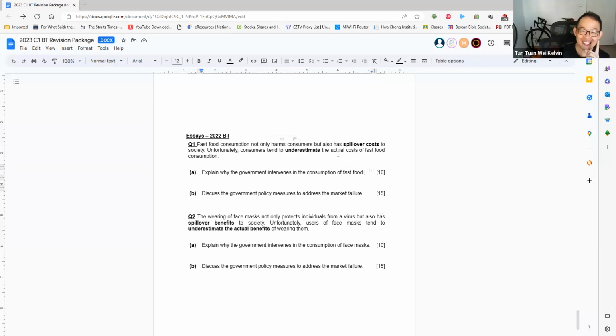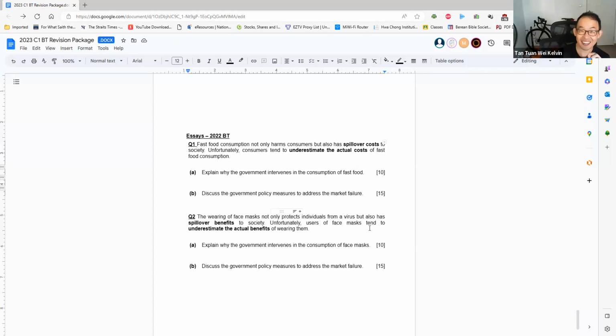The other thing that I can see is this. If you look at question 1, underestimate the actual cost. So if you want to highlight the words, I'll highlight the entire phrase, underestimate the actual cost. Whereas for question 2, underestimate the actual benefits. Now, I think for many students, especially for your batch, your appendix talks about a graph to be used when the consumers underestimate the cost. That is in the appendix. As I said, it's the last page of your notes, the pink book.